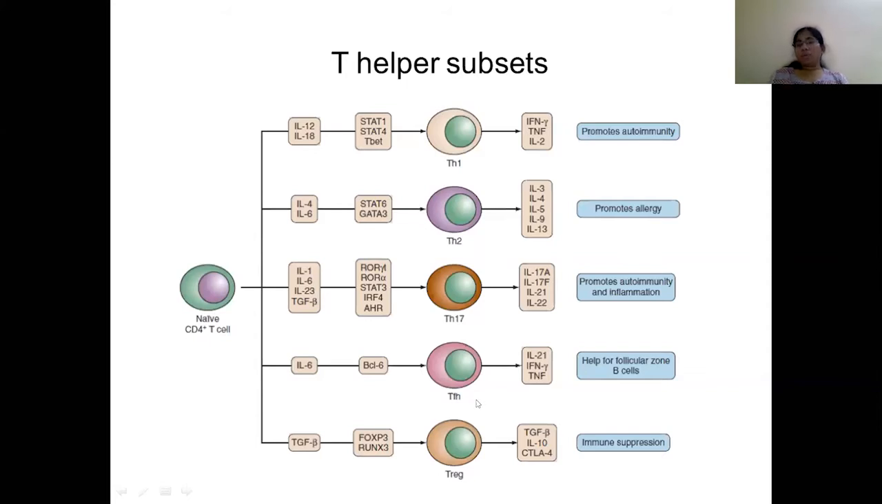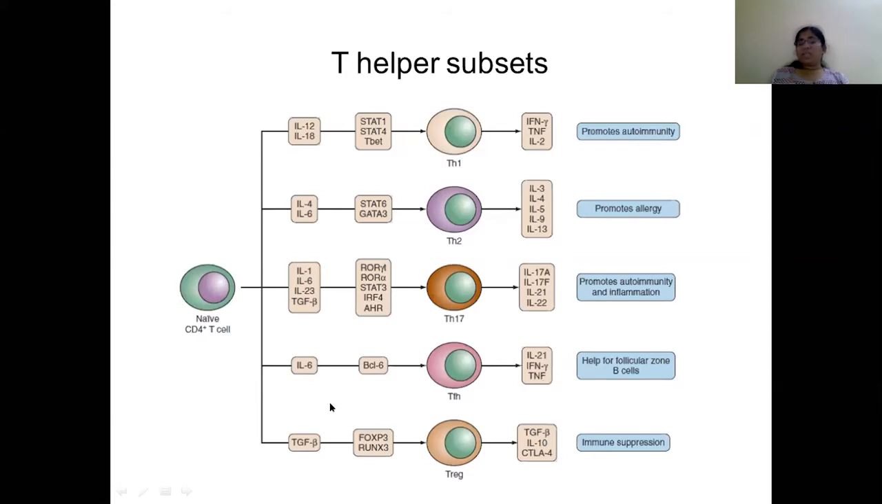Now, these T follicular helper cells, if you remember your lectures from B cells, are important in formation of germinal centers along with B cells, and this is a cell which is important in pathogenesis of Sjogren's syndrome also. The signature cytokines which are released are interleukin 21, interferon gamma, and TNF.